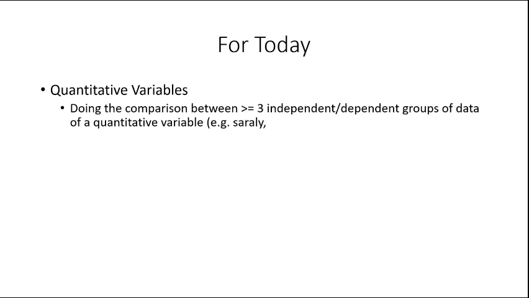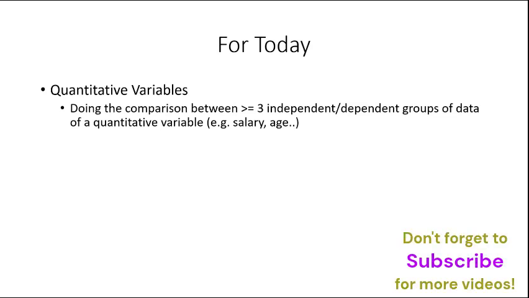An example is salary. You want to compare the salary between different categories of job, or between 3 different regions, or between 3 different companies. Or age, and so on. And we are doing correlation between 2 or more quantitative variables. So this is what we are going to do.